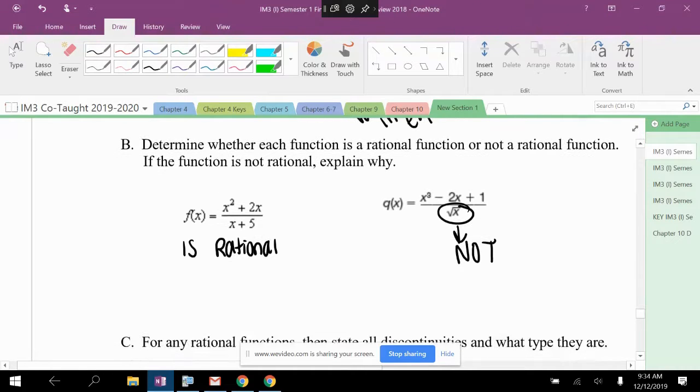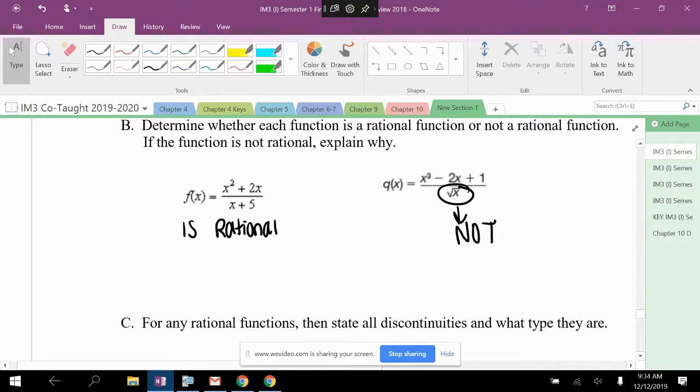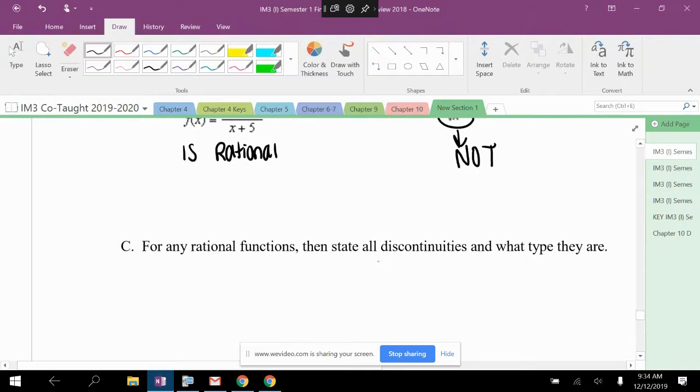The next one says, for any rational functions, state the discontinuities. You guys were really good at this across the board. You guys did well on your last test on this one. Discontinuities is what makes the bottom equal to 0. Give you a second to write that, and then we'll talk about the one above.